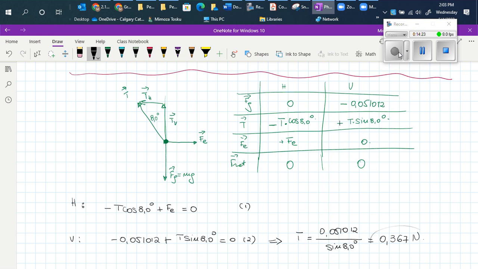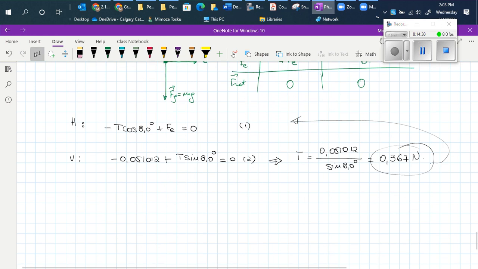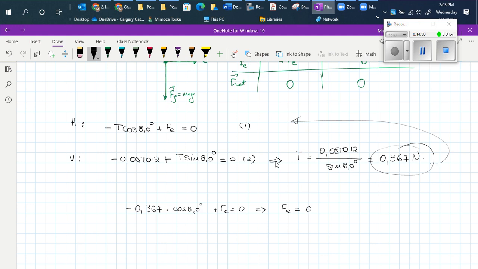And then we take this value and we substitute it into the other equation. And then we will have negative 0.367 times cosine 8 degrees plus Fe is equal to 0. From here, the electrostatic force will be equal to 0.367 times cosine 8, which is 0.3701, but it doesn't really matter, newtons.